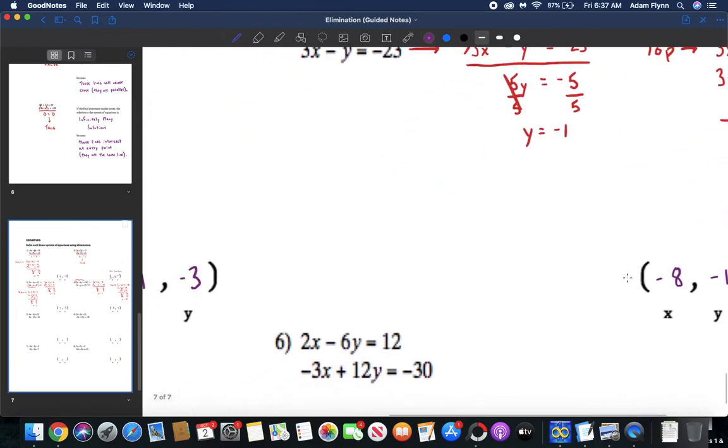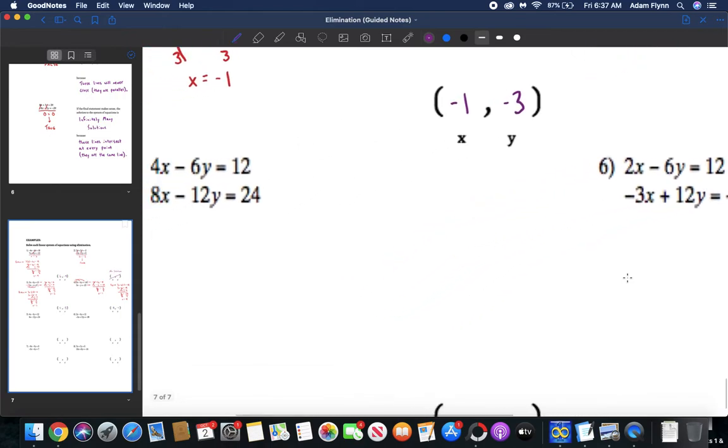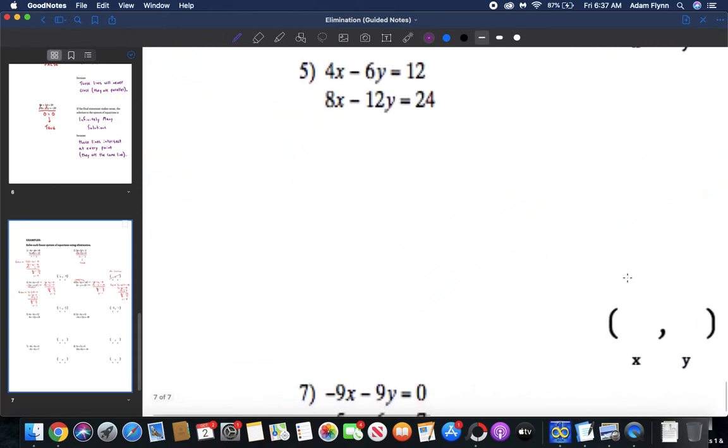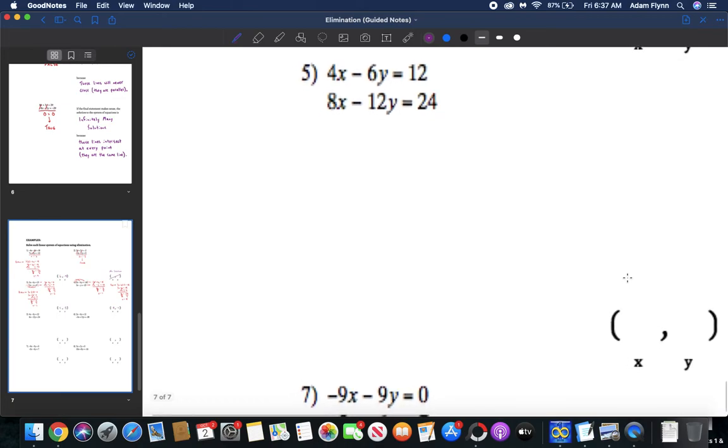Okay, I'm going to move on to number 5. Taking a look at number 5. Okay, first off, we need to pick a variable to eliminate. Okay, so nothing is going to eliminate right away, so we're going to have a little bit of scaling to do. But if I take a look at my x's right here, I've got a 4 and an 8. Okay, they both go into 8. Okay, 8 goes into 8 and 4 goes into 8. So I'm going to try to make this 4x a negative 8x.